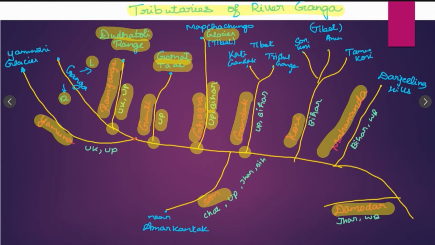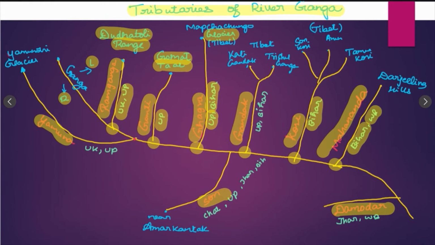Kosi has its origin from Tibet, passes through Bihar and joins Ganga. Kosi is known as the sorrow of Bihar because of its overflow. Mahananda originates from the Darjeeling hills. It passes through Bihar, West Bengal and meets river Ganga. These are the left bank tributaries of river Ganga.